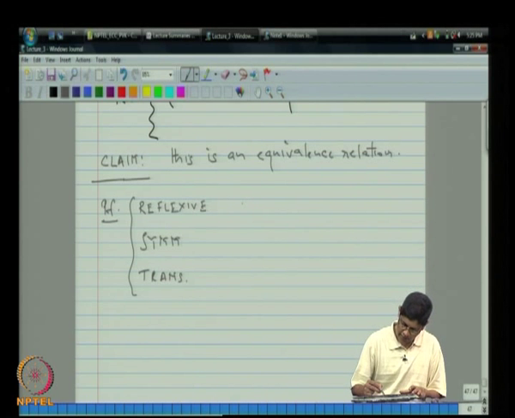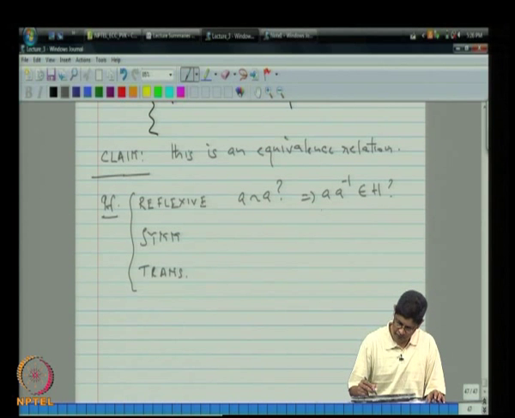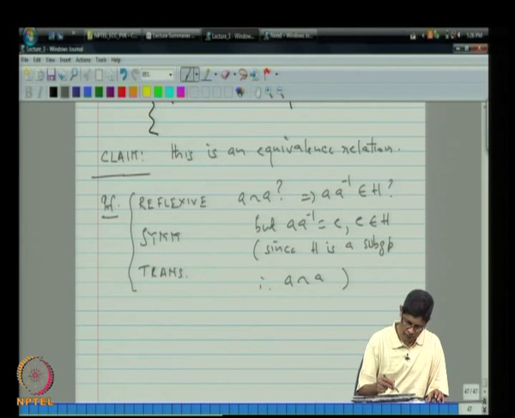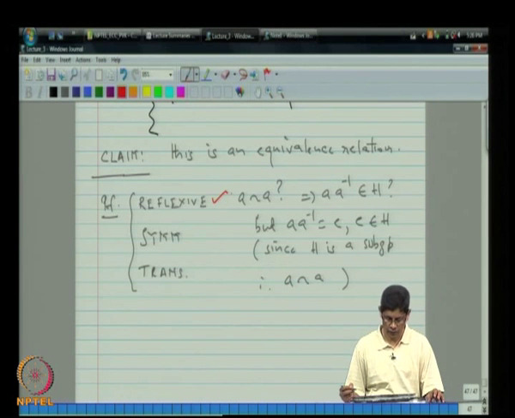So, is A equivalent to A? But that is the same as saying that A times A inverse belongs to H. But that is true because A times A inverse is equal to E, and E belongs to H since H is a subgroup. Therefore, A is equivalent to A. Okay. So, we have shown that the reflexive property is true.